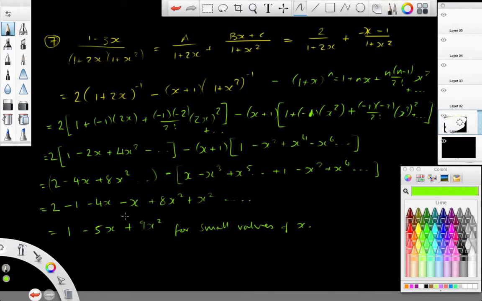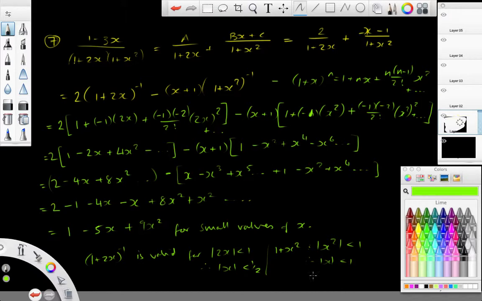You need to just specify for what values of x that's applicable. Remember that 1 plus 2x to the power minus 1 is valid for, the mod of this here has to be less than 1, so mod of 2x is less than 1. In other words, mod of x is less than a half. And for the other one, 1 plus x squared is valid for mod x squared less than 1, in other words mod x is less than 1.